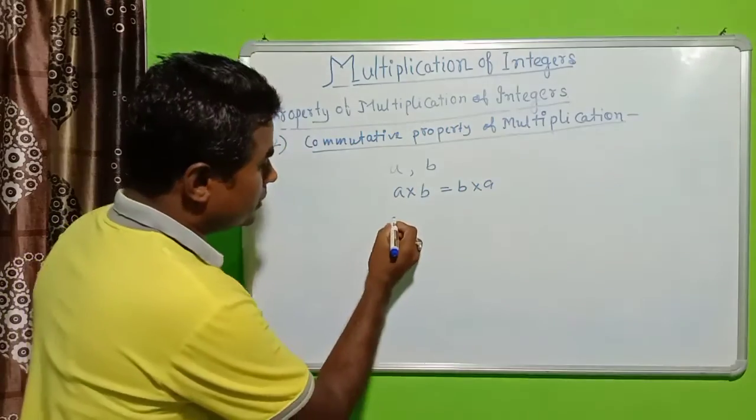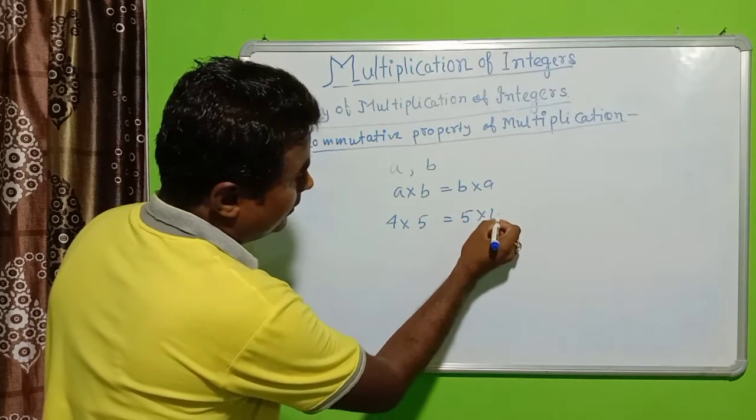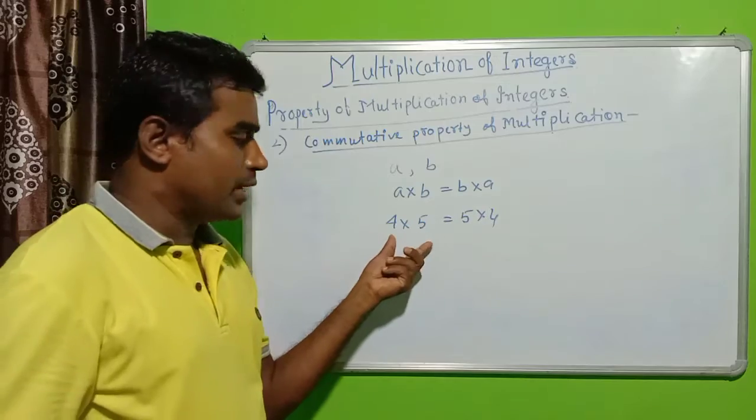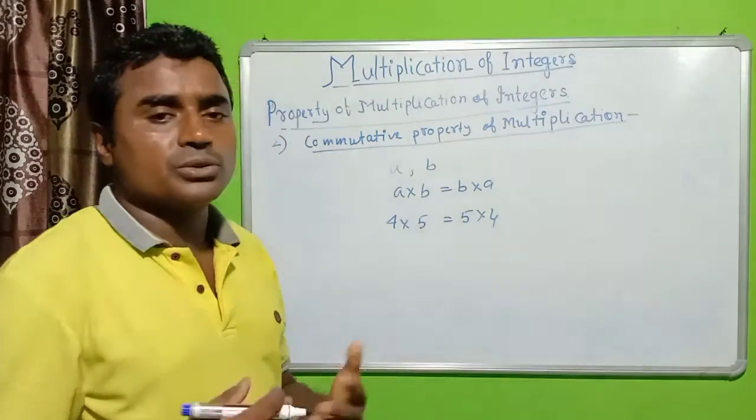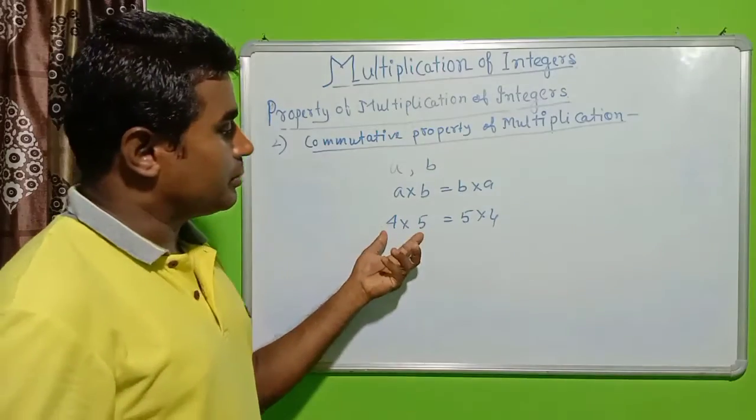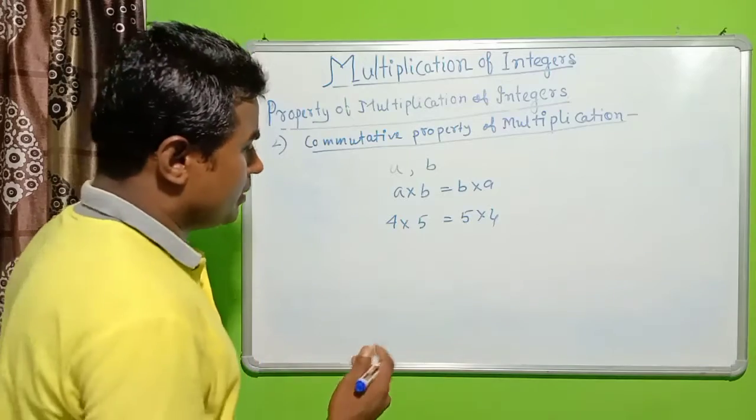Some examples: 4 into 5 equals 5 into 4. Here our integers are 4 and 5. The product of 4 and 5 is 20, and 5 into 4 is also 20. That means the product of two integers remains the same if their position is altered or changed.